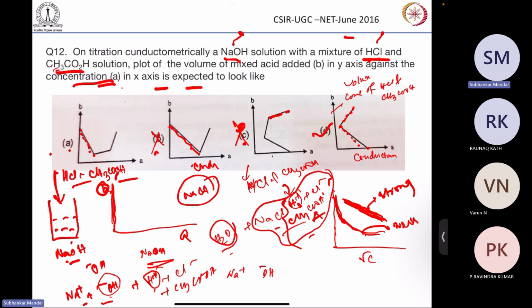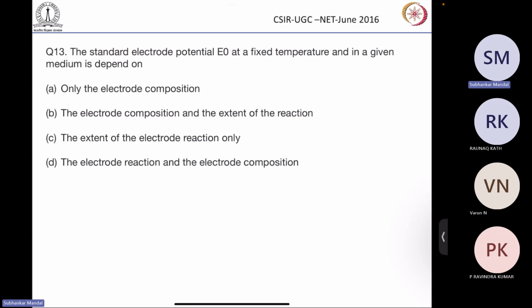After that, when you add excess HCl and acetic acid, the H plus ion concentration will increase, so the conductivity value will increase. So again it is increasing. Okay, option D is the answer. So we can go to the next question.